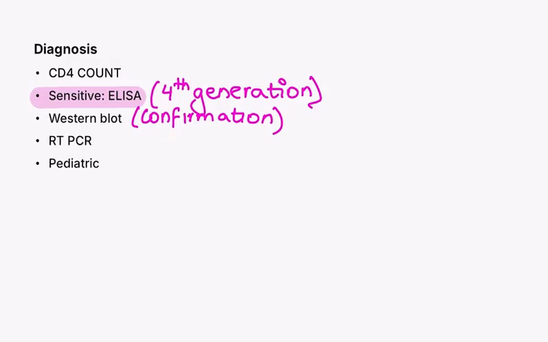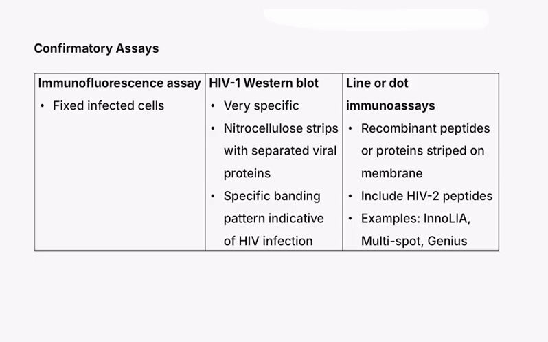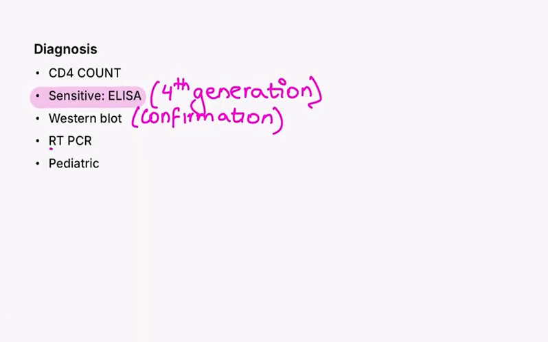There are many other methods. Again, if I want to show you just a chart, not for you to learn but just to go through, for confirmation we have many tests like line immunoassays, dot immunoassays, but they say that Western blot in our country is said to be very specific, and this is the one that is said to be confirmatory. Apart from that, we can also go in for PCR, RNA virus, so RT-PCR is done.